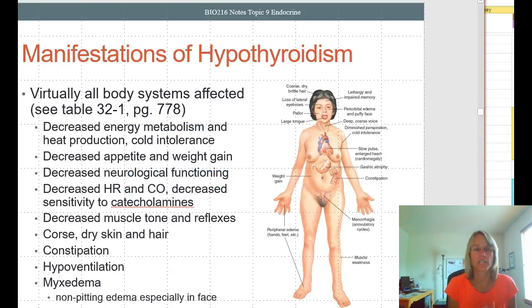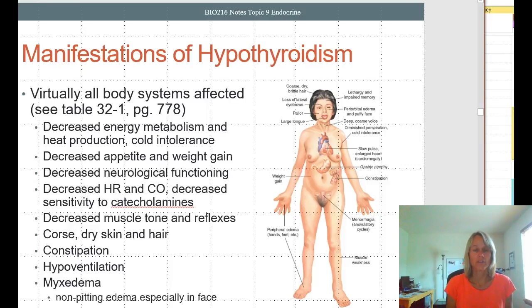Okay, let's look at the manifestations of hypothyroidism. Because thyroid hormone acts on so many target tissues, most body systems are affected. To summarize some of the main effects, we're going to see decreased energy metabolism and heat production, and this can result in cold intolerance, decreased appetite, yet we have weight gain, decreased neurological functioning, decreased heart rate and cardiac output, and a decreased sensitivity to catecholamines.